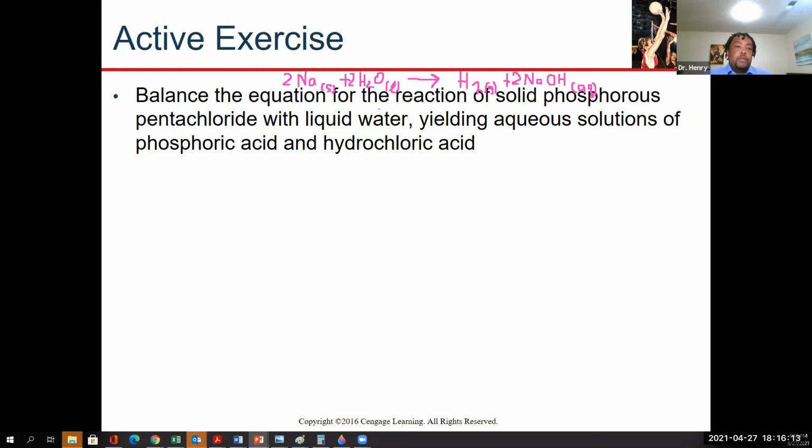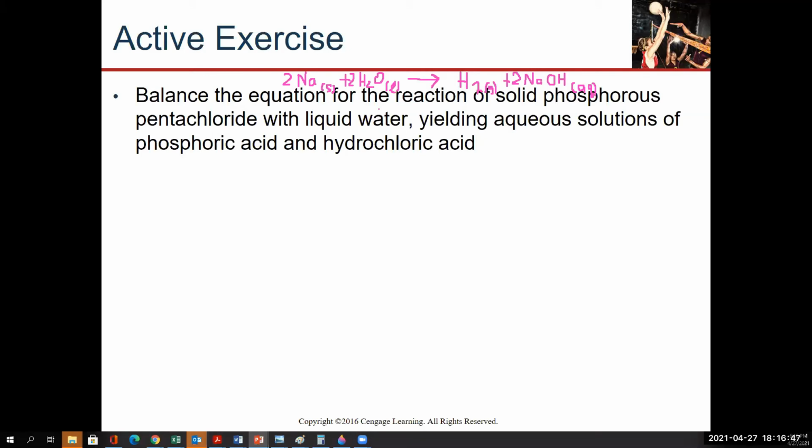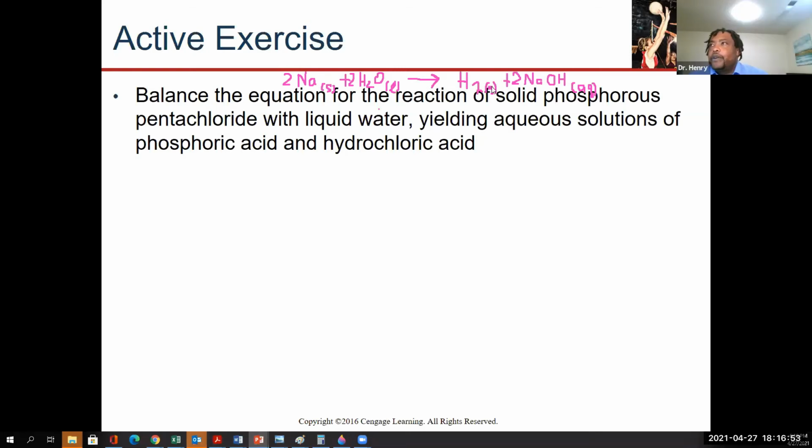Okay, so now balance the equation for the reaction of solid phosphorus pentachloride with liquid water, yielding aqueous solutions of phosphoric acid and hydrochloric acid. What am I going to do? Am I going to sit in the corner and cry? No. First, we would build the equation, right? Okay, so what is our equation?